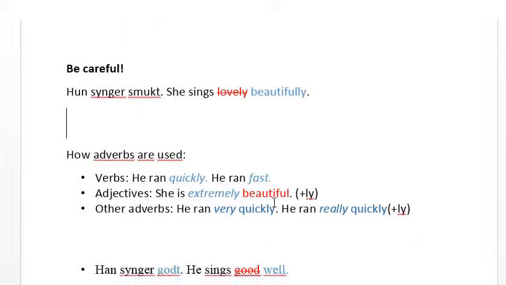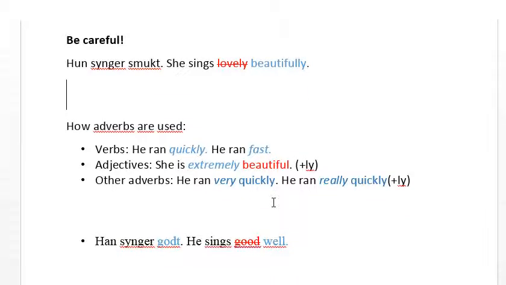There's another way you can spot adverbs, and that's by seeing how they're being used. Adverbs describe verbs. So he ran quickly. Ran is being described here. He ran fast. Ran is being described here. So both quickly and fast are adverbs. Quickly ends in ly, so that was an easy one. But fast, that's one of the irregular adverbs. It doesn't end in ly.